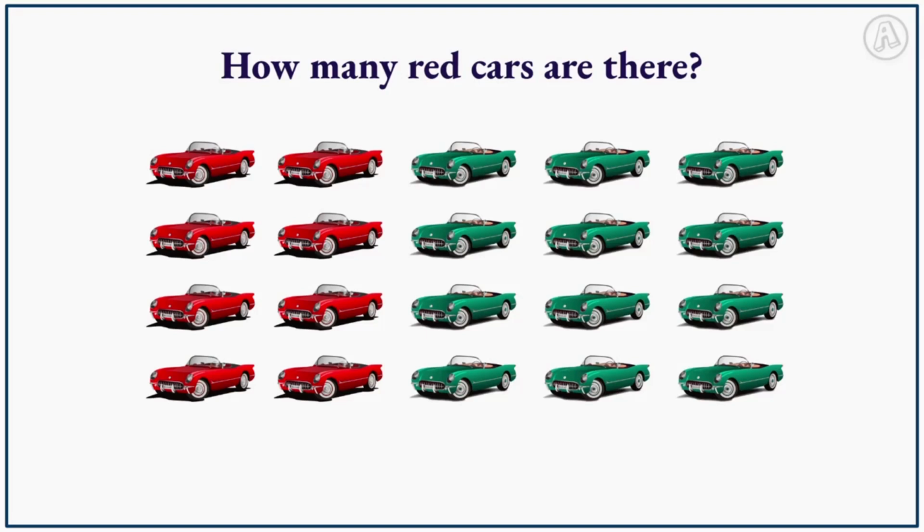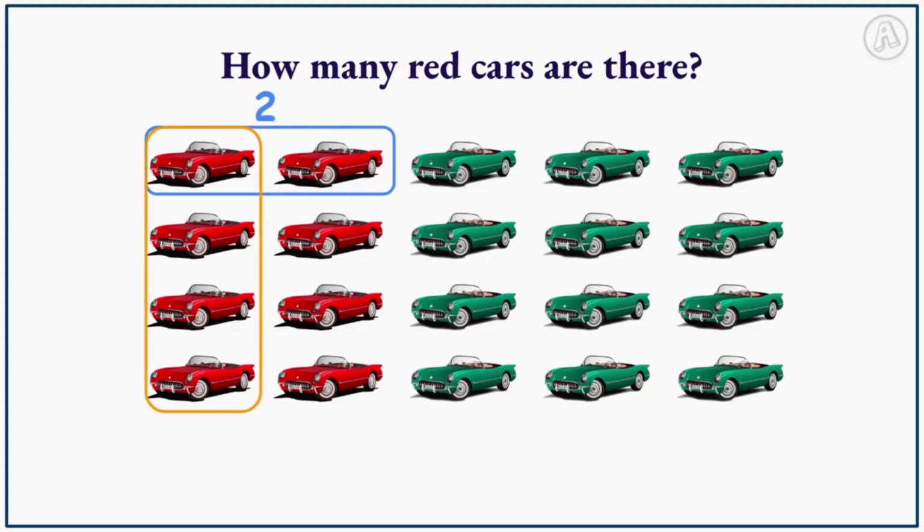Can you calculate how many red cars are in the following picture? Let's start by counting the amount of cars in the row, which gives us 2, and then the column, which gives us 4. The product of 4 and 2 will tell us how many red cars are in the picture. So we can say 4 times 2 equals 8, or we could say 2 times 4 equals 8. As we can see, the order in which we multiply the numbers does not affect our answer.